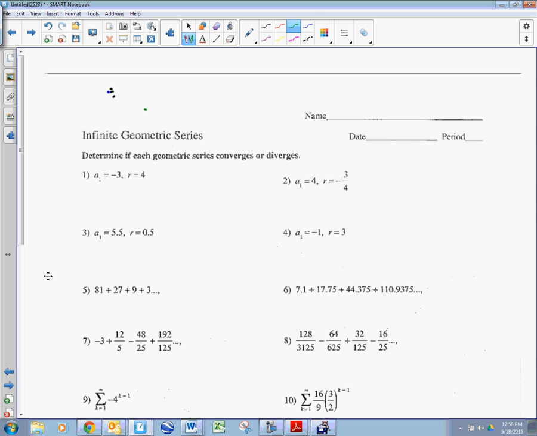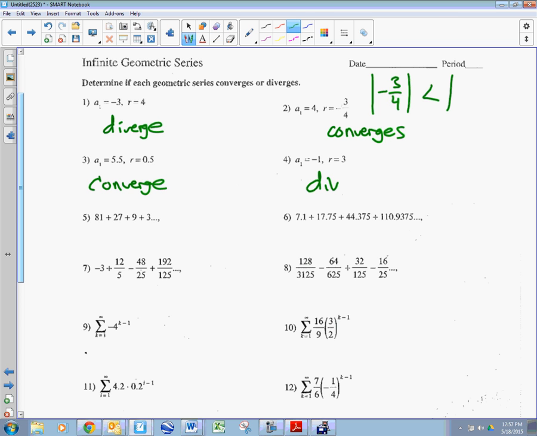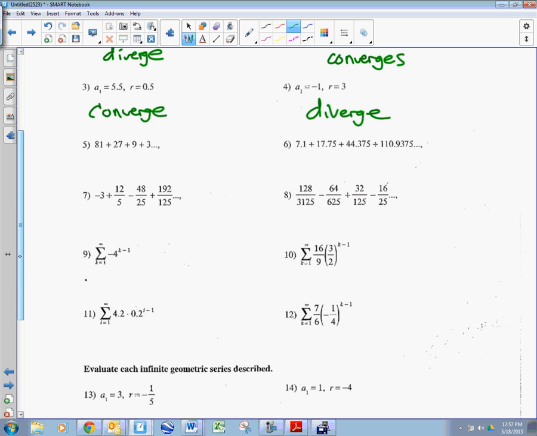Yes, I give you those 3 pages that you have from trig, and then you get to write your own sheet of notes. Here we go. Infinite geometric series. Determine if each geometric series converges or diverges. What do we look at, the first term, or do we look at r? Which one? We look at r. Will this converge or diverge? Diverge. Number 2, will it converge or diverge? No, it converges. If the absolute value of r is less than 1, then it converges. And the absolute value of negative 3/4 is less than 1. So therefore, this converges. How about number 3? Converge. 4? Diverge. Number 5, what is r?